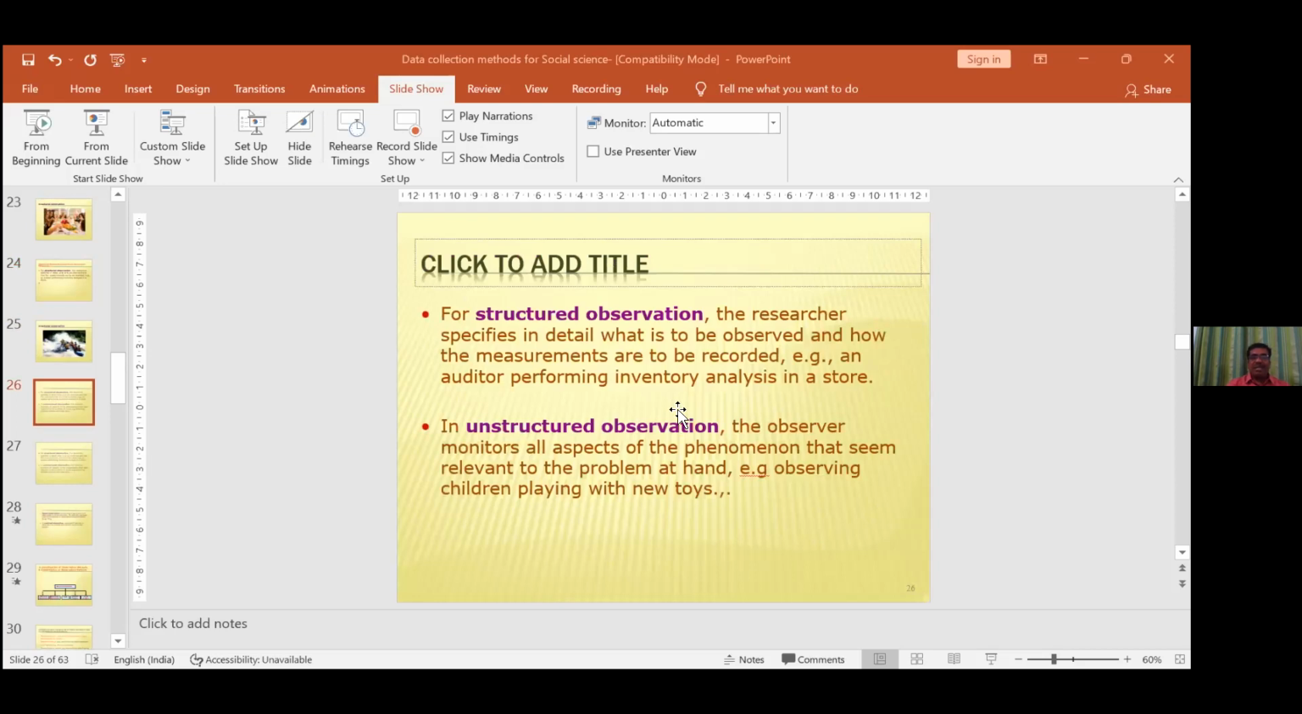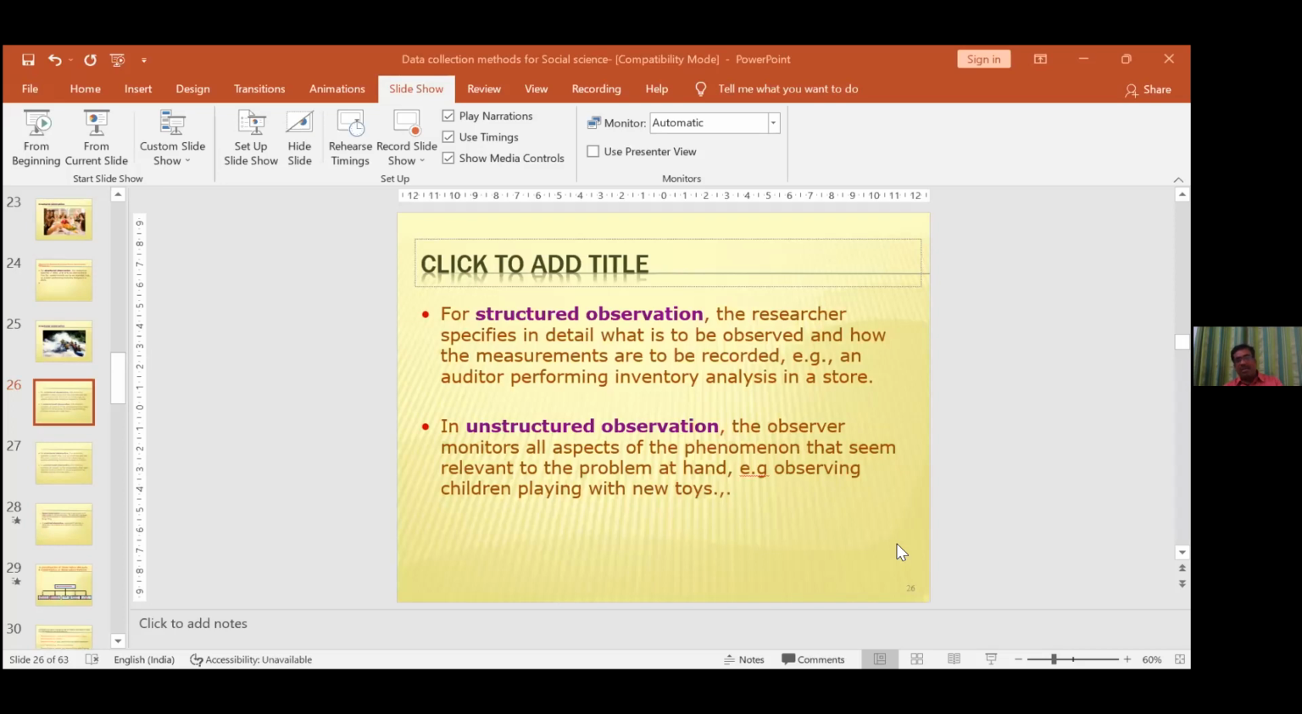Okay. What is unstructured observation? In case of unstructured observation, the observer or the researcher monitors all aspects of the phenomena that seem relevant to the problem at hand. Say, for example, observing children playing with new toys. You would like to collect data. You have purchased some new toys and you are observing how the child is playing with the toys, whether she is enjoying, what the reactions are. This is an example of unstructured observation.